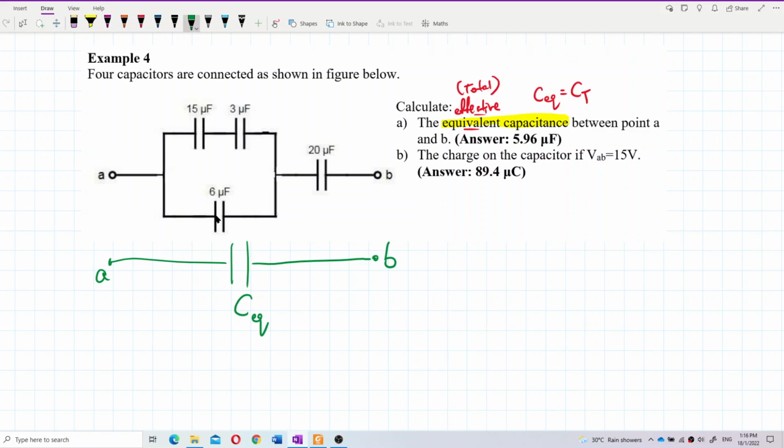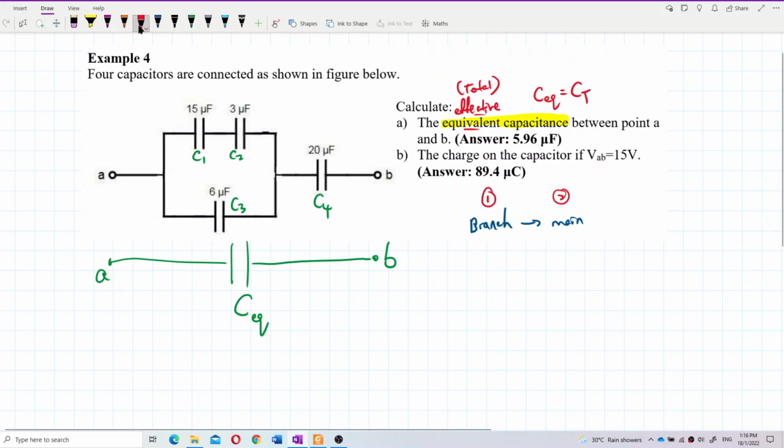So first of all, we can label them. This one is C1, C2, C3. This one is C4, right? So as I said, I was asked to find the equivalent capacitance. We always work from the branch, then we go to the main circuit. So we always start off with the branch, then we go to the main circuit. Our main circuit, of course, is the AB. This is our main circuit.